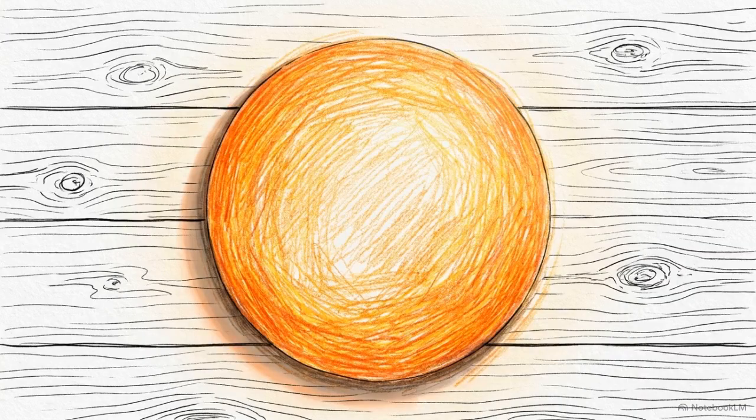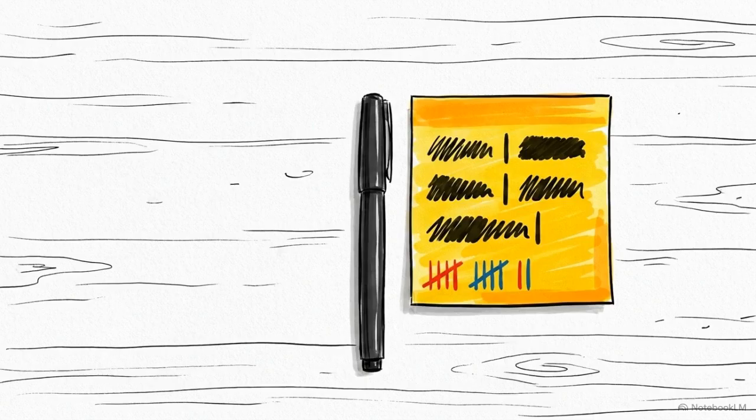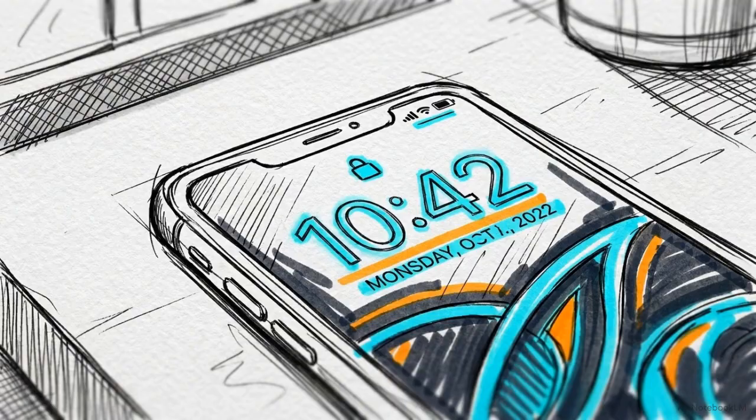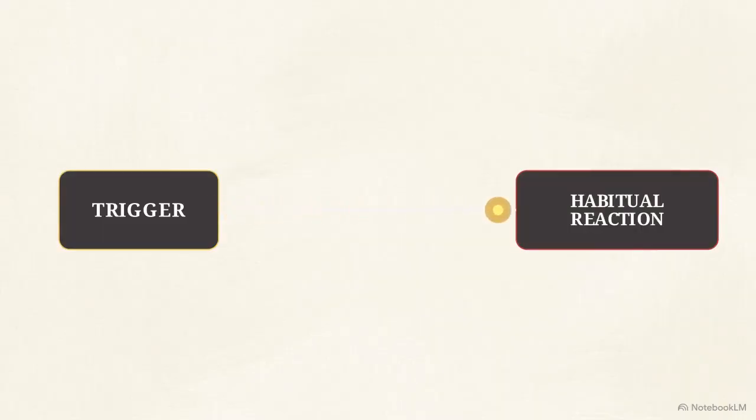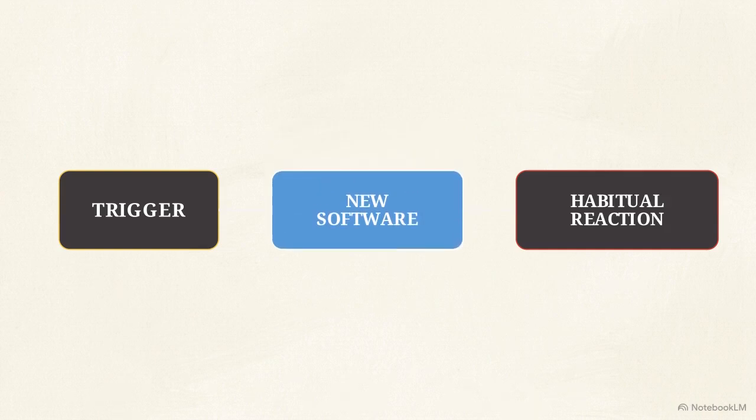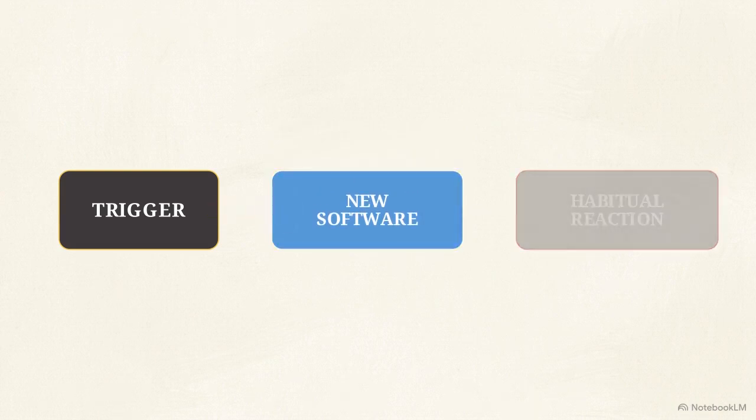To begin, gather the necessary tools for your system: a pen and a sticky note, or the lock screen settings on your smartphone. Stopping a negative pattern requires installing a new mental software program that intercepts the trigger before the habitual reaction can take hold.